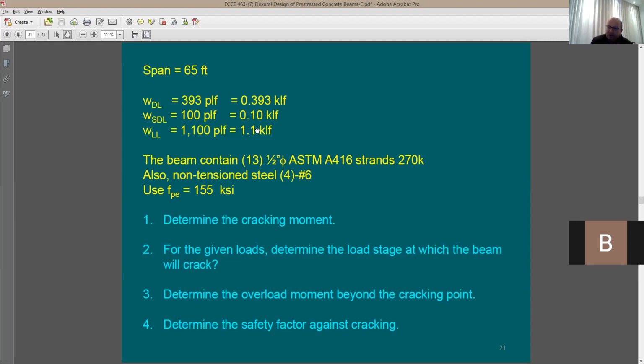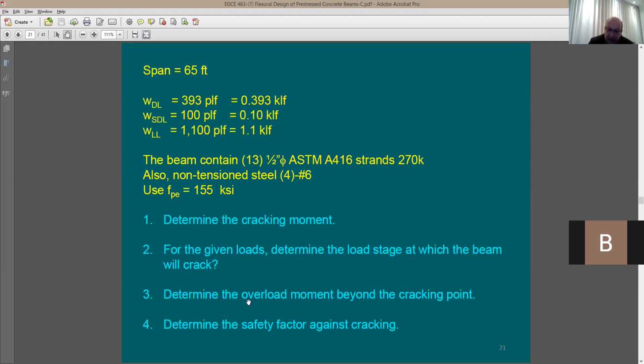So we need to know at what stage this beam is going to crack. Or it will never crack for these given loads. If the moment due to all of these loads is going to be lower than the cracking moment, it means this beam is not going to crack. So you know that the design of this beam was meant to have an uncracked beam. So where do you think the cracking stage, or what load stage, the beam is going to crack?